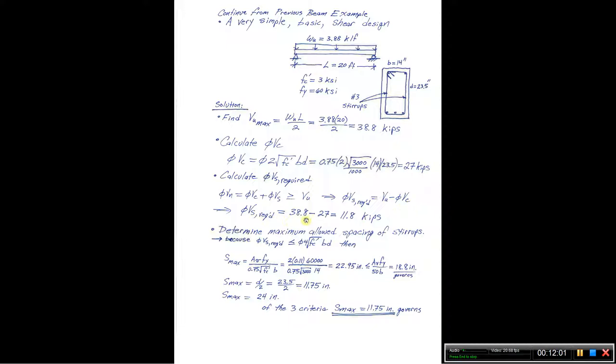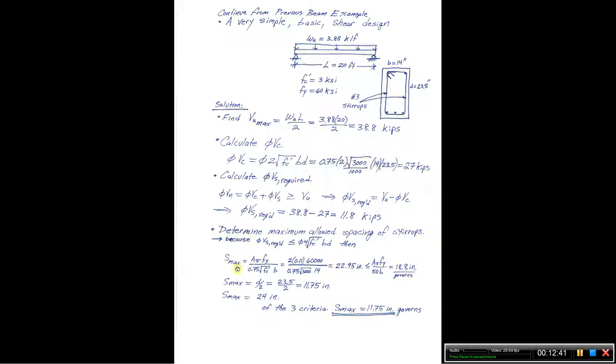That calculation results in 11.8 kips that the steel shear reinforcement must provide. Now, if we know that that is the amount of reinforcement the steel must provide, and we find that that value is less than this quantity, phi times 4 times square root of f sub c prime b times d, then these are the maximum spacing requirements that are required for the shear reinforcement.